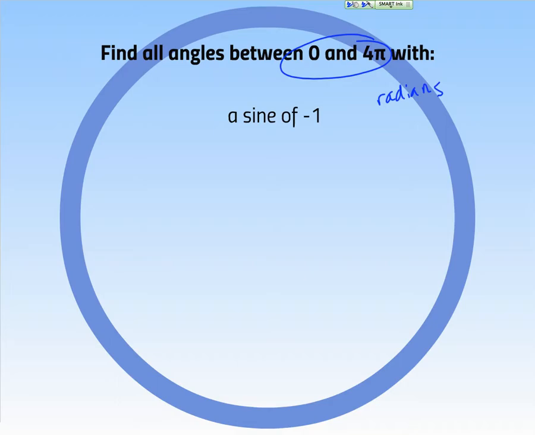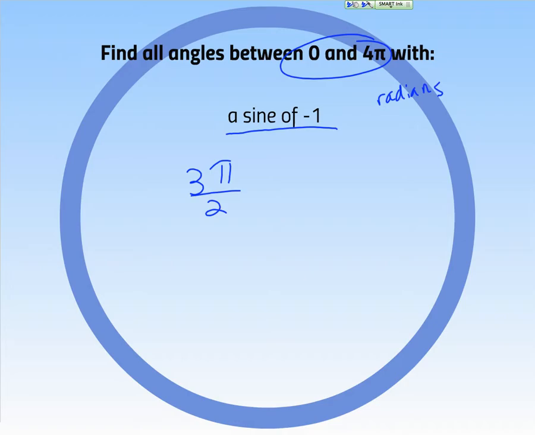So we have to look at, first of all, what angle has a sine of negative 1? Wait, not cosine, sine. So 270 degrees, except we want to give our answer in pi, or in radians, so we would say 3 pi over 2. That's one angle.